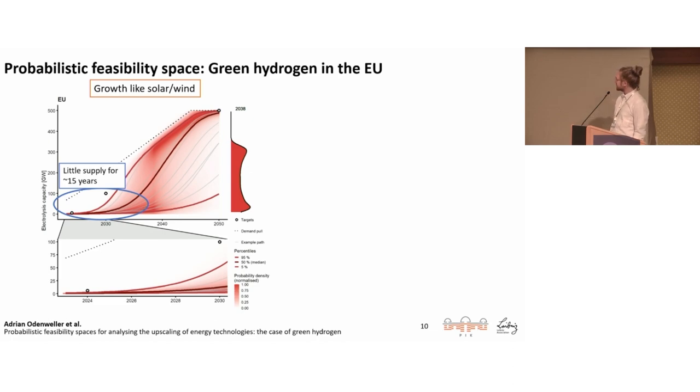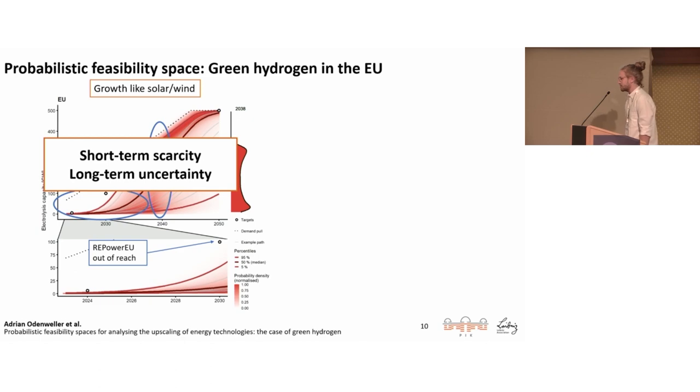However, what we also see is a point in time, around 2040, when the probability mass tips towards the upper end. So we see some kind of breakthrough. However, the timing of that breakthrough is fairly uncertain. On average, it's somewhere around 2040 or so, still around 20 years in the future. And even then, there's considerable uncertainty if you look at the marginal distribution on the right-hand side. We observe a very wide range of uncertainty in the long run. Also critical to highlight: under growth rates similar to solar PV and wind, the REPowerEU target is out of reach here. So the takeaway message is short-term scarcity, long-term uncertainty.